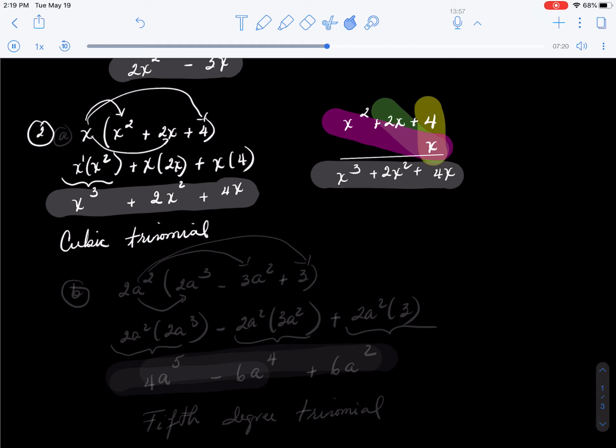Okay, now let's try 2b. On 2b, I'm only going to use the distributive property. You can try practicing on the other multiplication if you choose to.